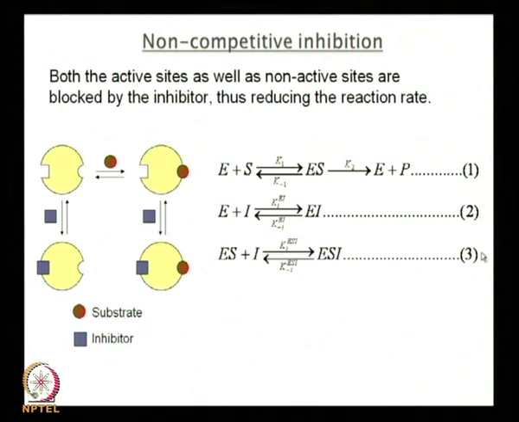And 1 and 3 formed the uncompetitive inhibition, where the inhibitor was not directly binding to the active site of the enzyme, but it was binding to the non-active site, to the complex, so to say.